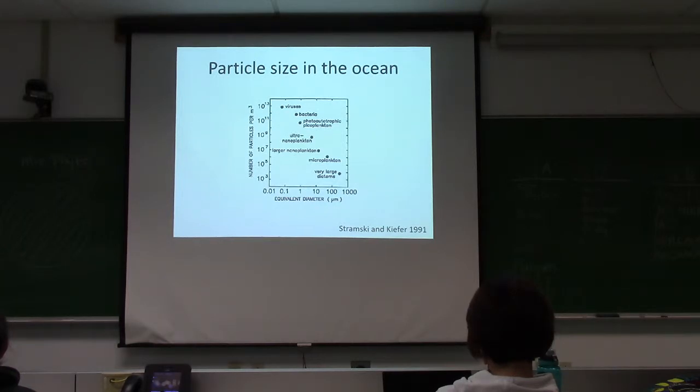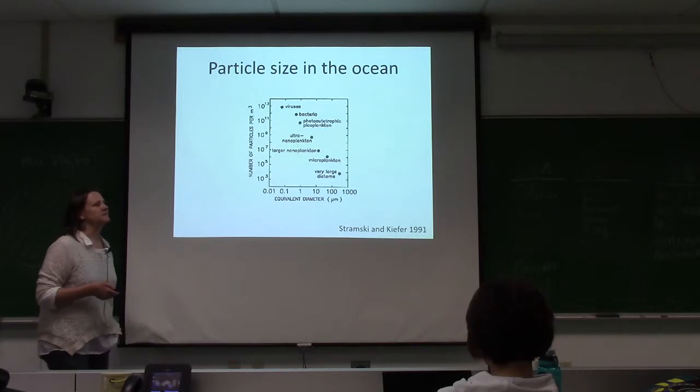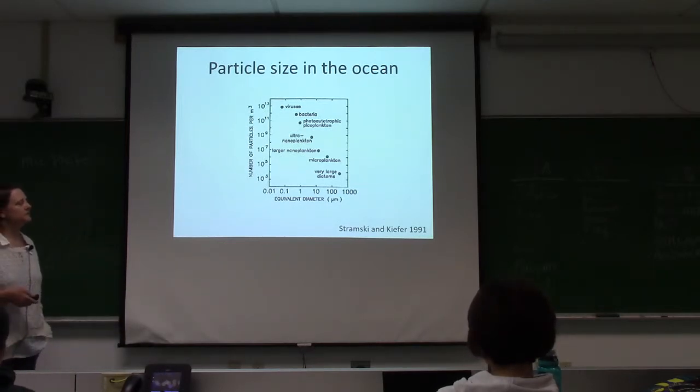Different environments have different ecological status. If they're more heterotrophic versus more autotrophic, that slope can change.